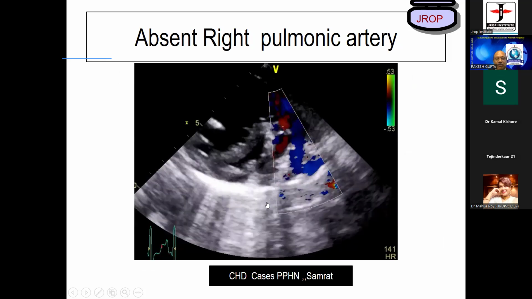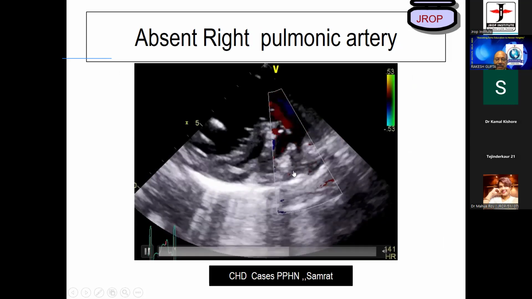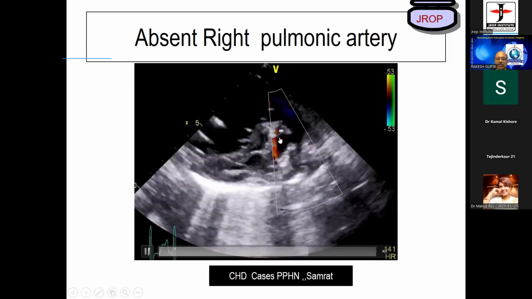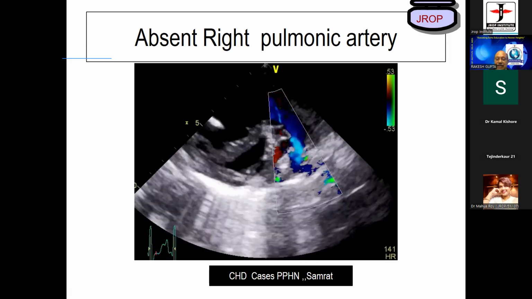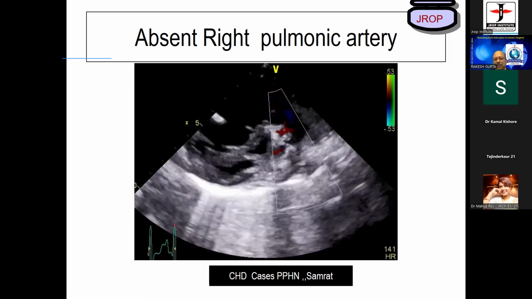This is one picture from our own patient. Look, we have pulmonic artery over here, but there is no right pulmonic artery over here. His lung was absolutely white on the right hand side. So right lung did not develop over a period of time.